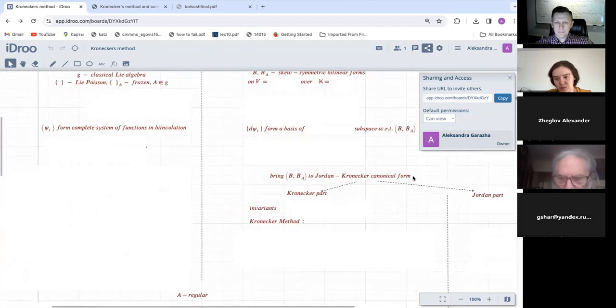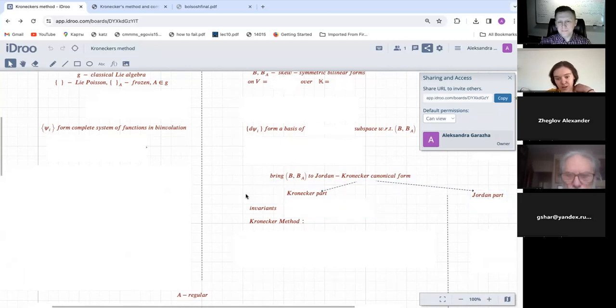And to find these bases, we will use the Jordan-Kronecker canonical form. If we have two skew-symmetric bilinear forms, there is a classical theorem from linear algebra that these two forms can be brought to some canonical form. This form is called Jordan-Kronecker. And as when we have Jordan normal form, we have a lot of Jordan blocks, here there are blocks of two types, Kronecker type and Jordan type.